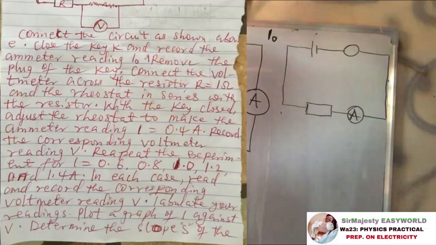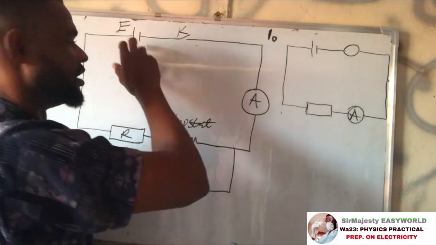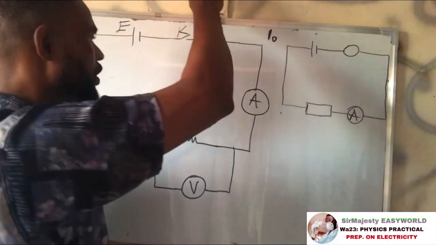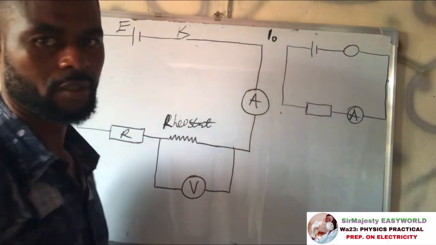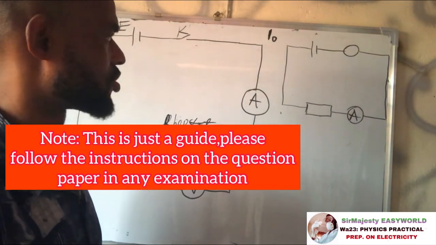Most times when you remove it, it helps you to sustain the energy here to avoid running the cell down. Because if you remove the key, no energy is flowing again until you return the key. Then you say, after removing the key of the plug, connect the voltmeter across the resistor.